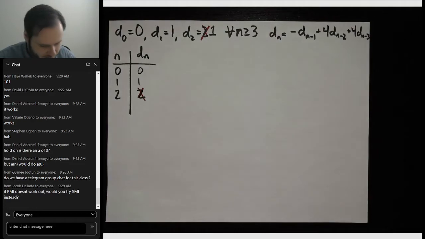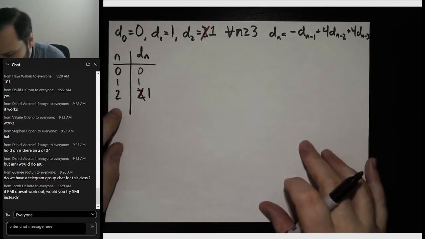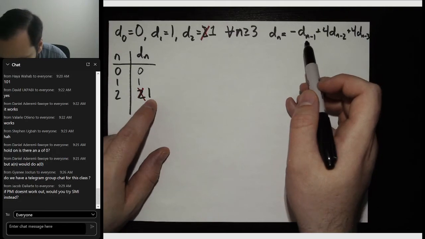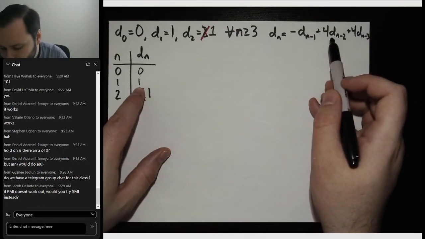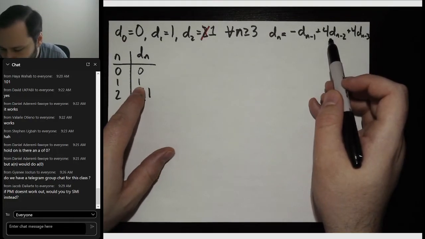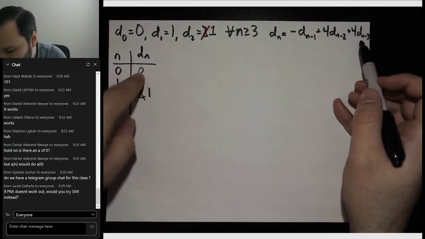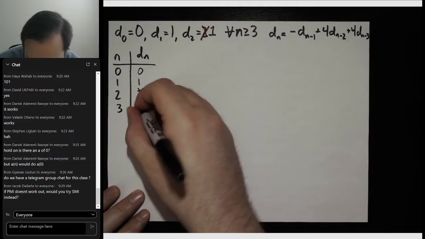Just checking my notes. Okay, and now I can work out some more values. What's d sub 3? D sub 3 is negative my last value, so negative 1, plus 4 times the value before that. So plus 4, negative 1 plus 4 is 3. Plus 4 times the number before that, 4 times 0 is 0. So 3 plus 0 is 3. So when I plug in 3, I get out 3.